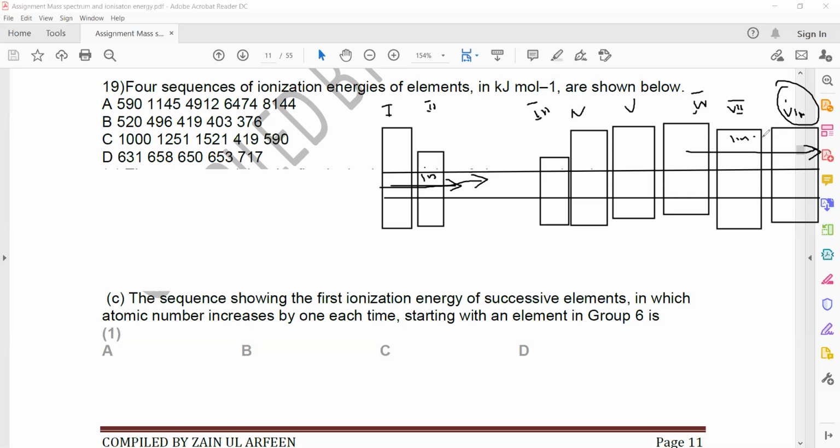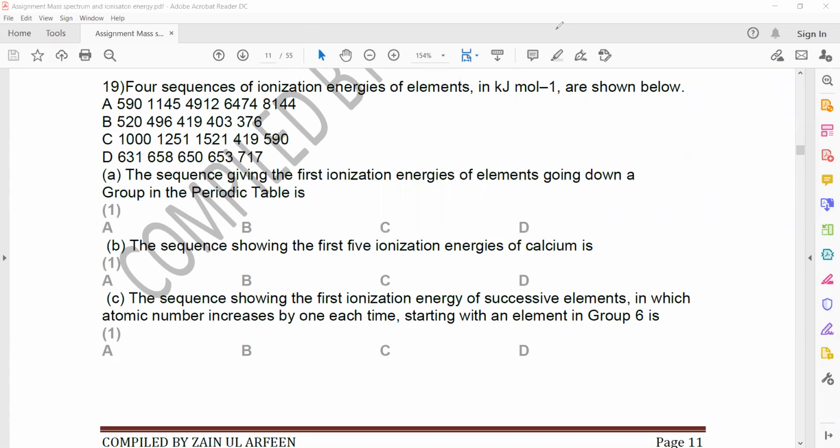So means for first 3 elements, it should increase. Then there should be a jump or a gap. The ionization energy should decrease, and then it will increase. So first 3 elements 1000, 1200, 1500, it increases. So it means this is group 6, 7, 8, and then this is group 1 and 2. So that's why for this one, C is the correct answer. Is it clear? Is this clear? Any doubt in this?